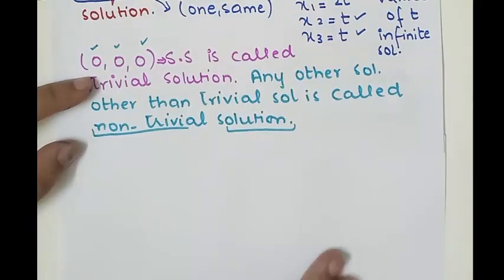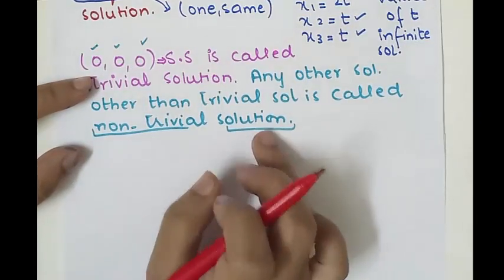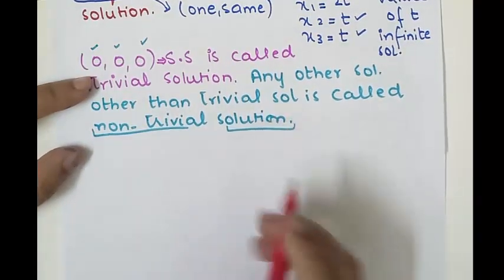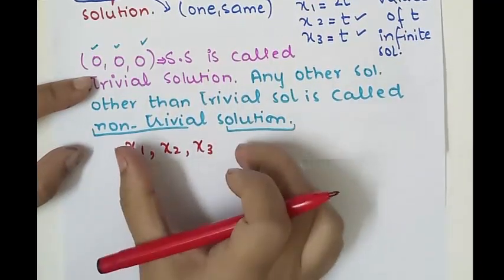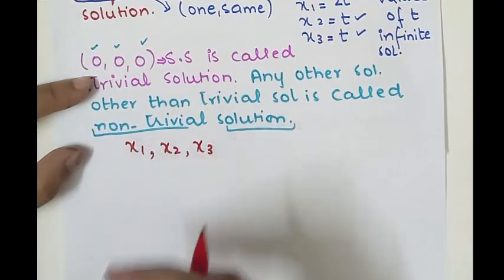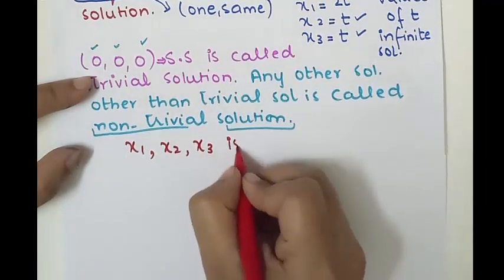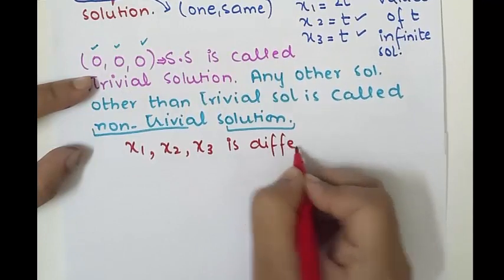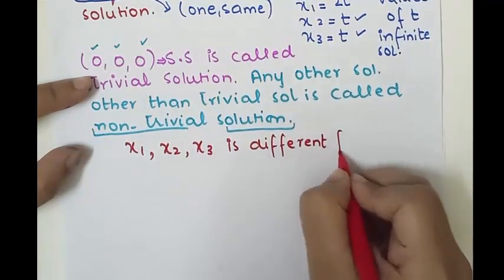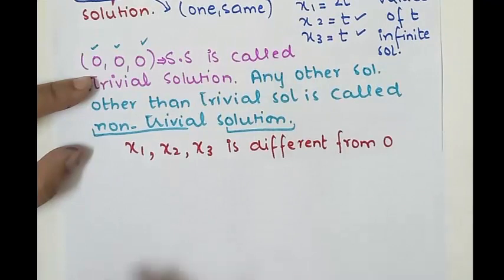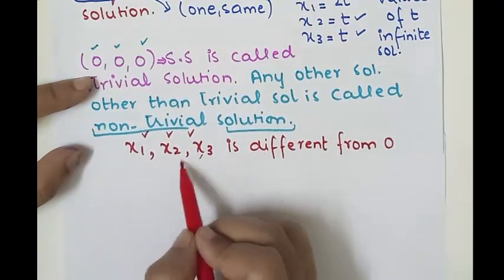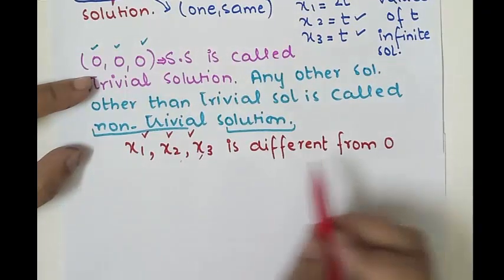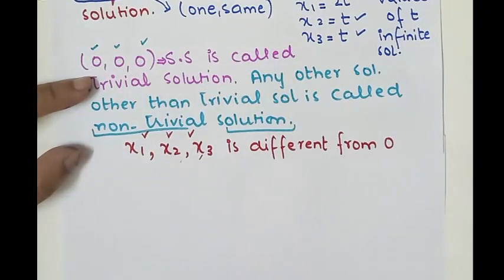Another important point to remember is that for a non-trivial solution, at least one of x1, x2 or x3 should be different from 0. If all of them are 0, it is a trivial solution. If any of them is not equal to 0, even if only one is different, then it is considered a non-trivial solution.